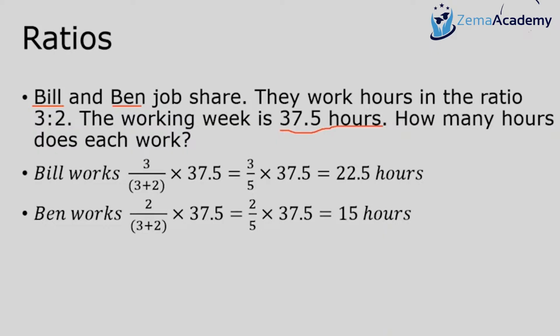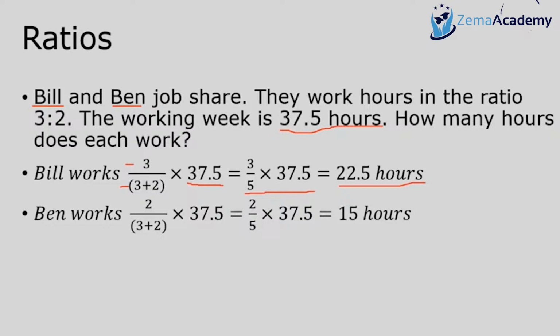So again, we need to form a fraction out of this from that ratio. We know that Bill is represented by the number 3, so that goes on Bill's numerator here. The total is 3 plus 2, that represents the total amount of work. And then it's all multiplied by 37.5 hours. That equals 3 over 5 times the 37.5, which if we multiply out is 22.5 hours.